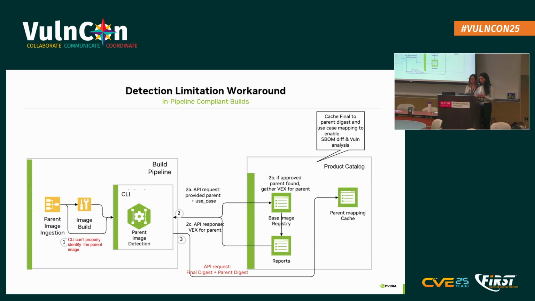And then we continue on to the same process of checking if the parent image is approved. If it is approved, applying the parent image VEX. And then we also will cache the parent images in the final image association in our product catalog. So when it does come time for release, we don't just have this information in our pipeline, but we also have it available in our product catalog, and we can enable the SBOM difference and the license approvals at that time as well.